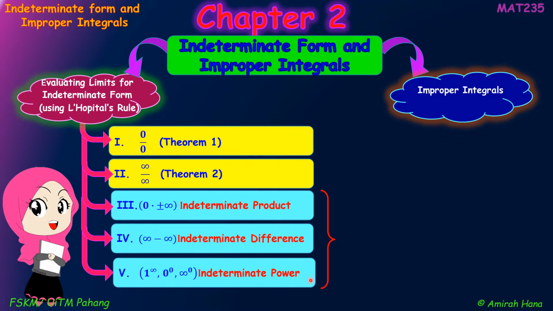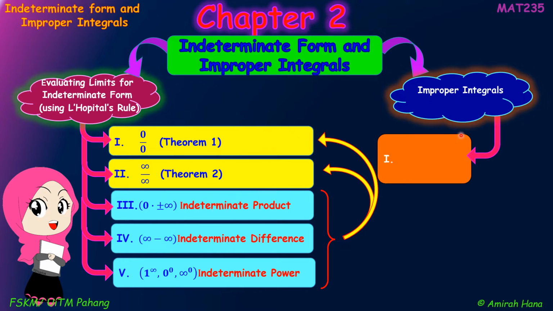To evaluate the indeterminate form of limit in type 3, 4, and 5, we first need to switch to theorem 1 or theorem 2 before we apply the L'Hopital rule to evaluate the limits.